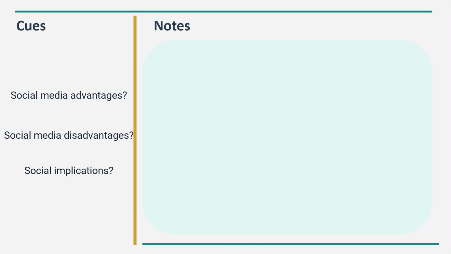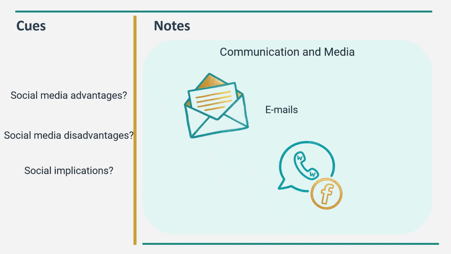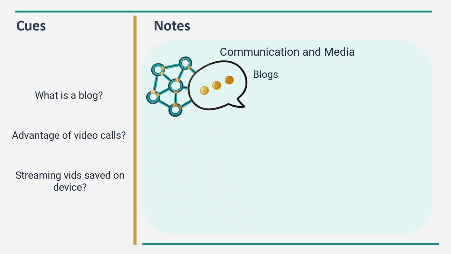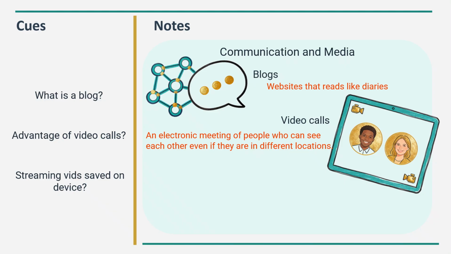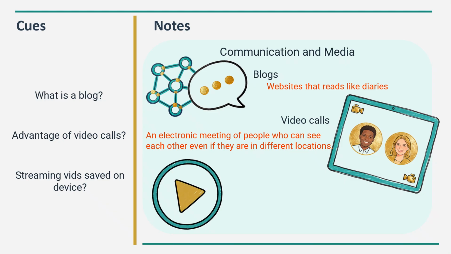ICT changed how we communicate and share media. Examples include email, as well as instant messaging and social media. We have blogs that read like websites and even regular websites. We also have video calls, where we can see each other even when we are far apart if we have electronic devices as well as an internet connection. And then streaming, which we all know, which allows you to stream music or videos without having the content saved on your device.